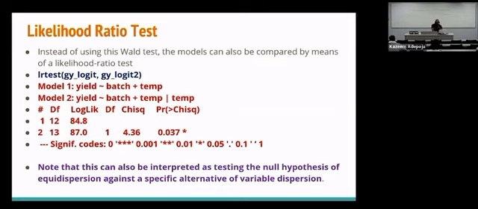Oh, the 87 and 84, they are just log likelihood values. We're not going to make use of that. Okay, what actually led us to the p-value?